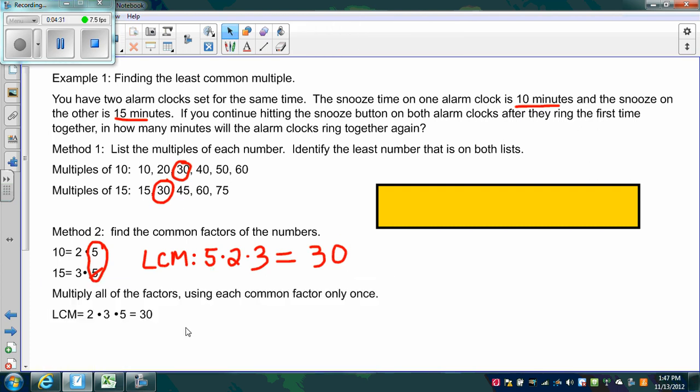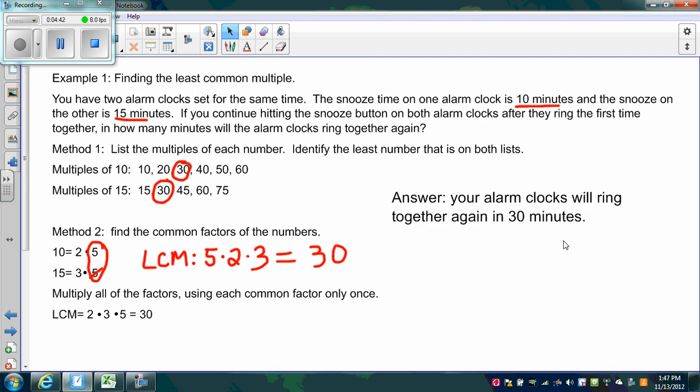These are the 2 methods for solving the least common multiple. I'm going to make sure that you practice using both, but ultimately it will be up to you which you feel more comfortable with. So your answer would be the alarm clock will ring together again in 30 minutes.